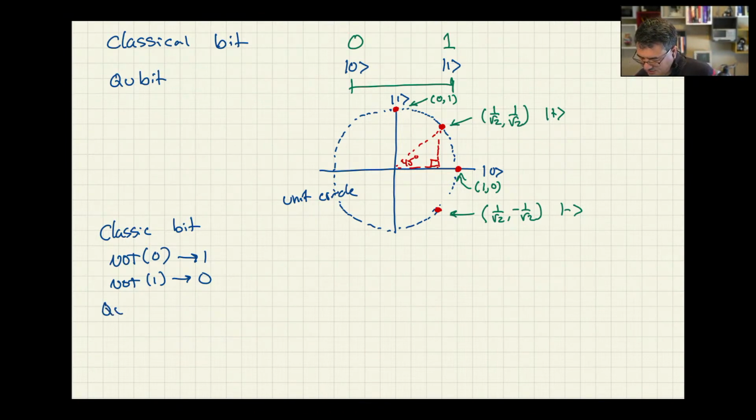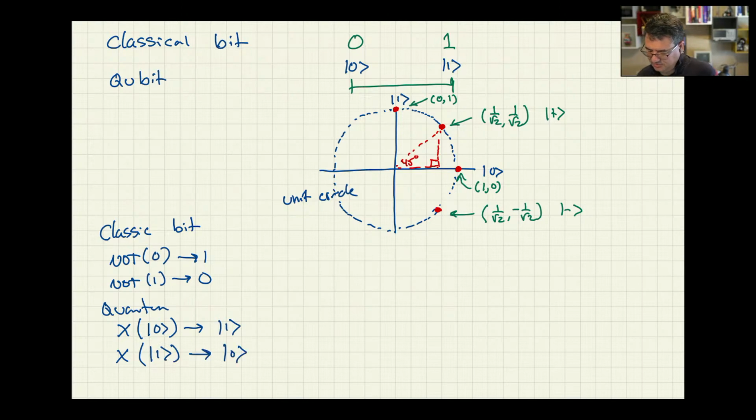So under quantum, if I do the x operation on the 0 quantum bit, I should get the 1 quantum bit. And if I do the x operation on the 1 quantum bit, I should get the 0 quantum bit. Right? So basically, if the bit is over here, I'm going to move it over here. And if the bit is here, I'm going to move it down there. Are we good so far? Okay.